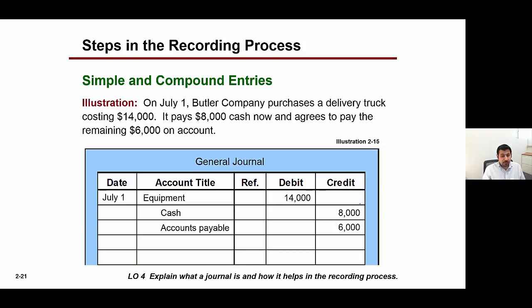As you can see here, credits and debits do not mean an increase or a decrease. In this case, this account was credited, however, it has decreased. Whereas this one was also credited. The liability, accounts payable, was also credited 6,000, but in this case, it indicates that the account has increased. And then you put the explanation, for example, that this transaction shows the purchase of equipment for cash and on account.